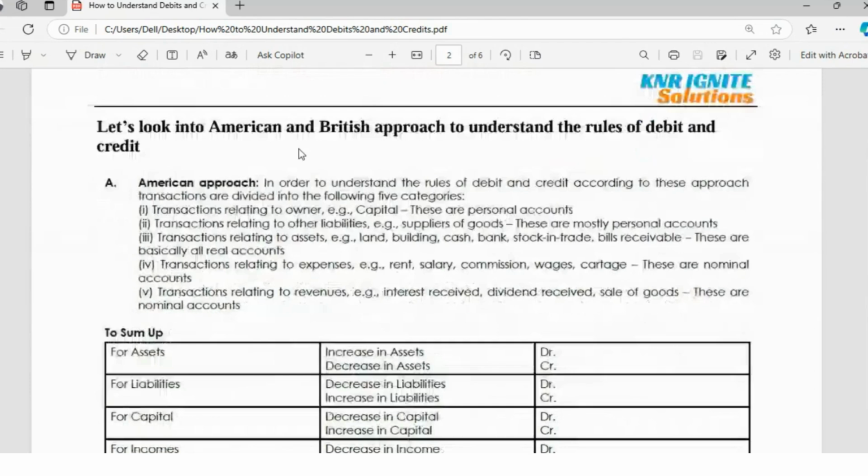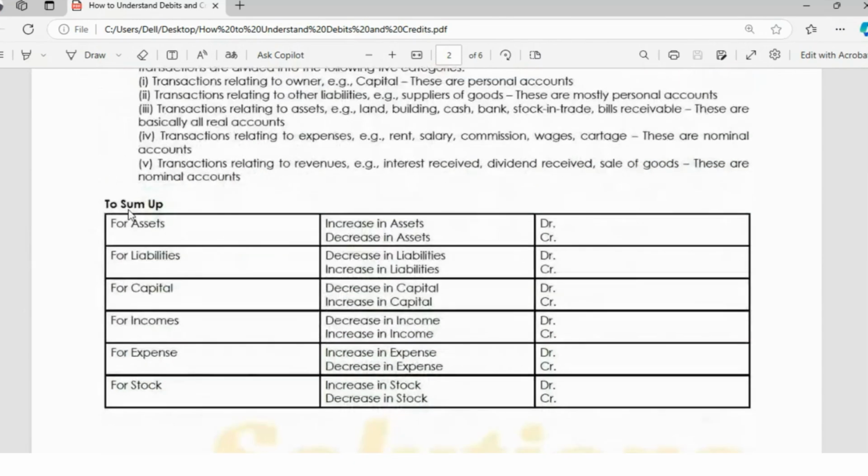For now, let's look into the multiple approaches we have. Let's say there is an American approach and a British approach. In the American approach, let's look at how they treat all the transactions, debit and credit. Let's say they start with the assets. If an asset's value is increasing, then that particular account will get debited. Similarly, on the opposite side, when an asset's value decreases, the account will get credited.